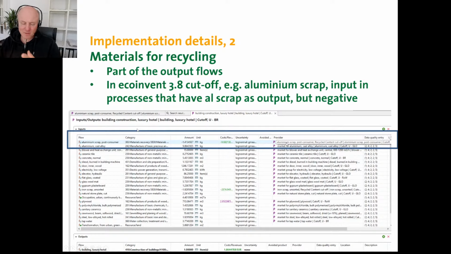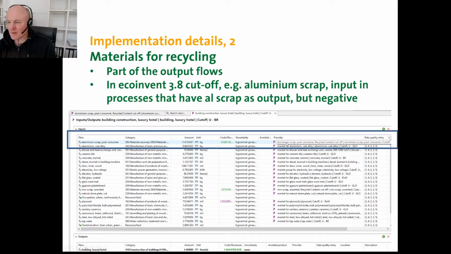So it's a bit interesting. Cutoff is the system model that does not consider previous life cycles. But still you see here this aluminum scrap post-consumer is delivered by a process, aluminum scrap post-consumer recycled content cutoff, and negative. Negative means it's basically an output. In the construction you have quite a lot of aluminum scrap, here 10 million kilo, but it's one entire luxury hotel in Brazil, so maybe that's fine. And in Ecoinvent this is described as an input with negative and with a provider.